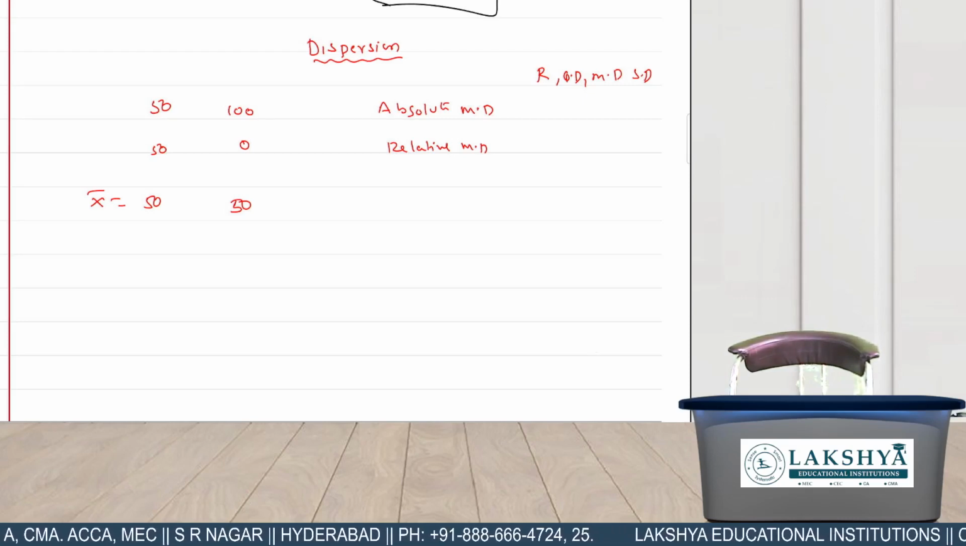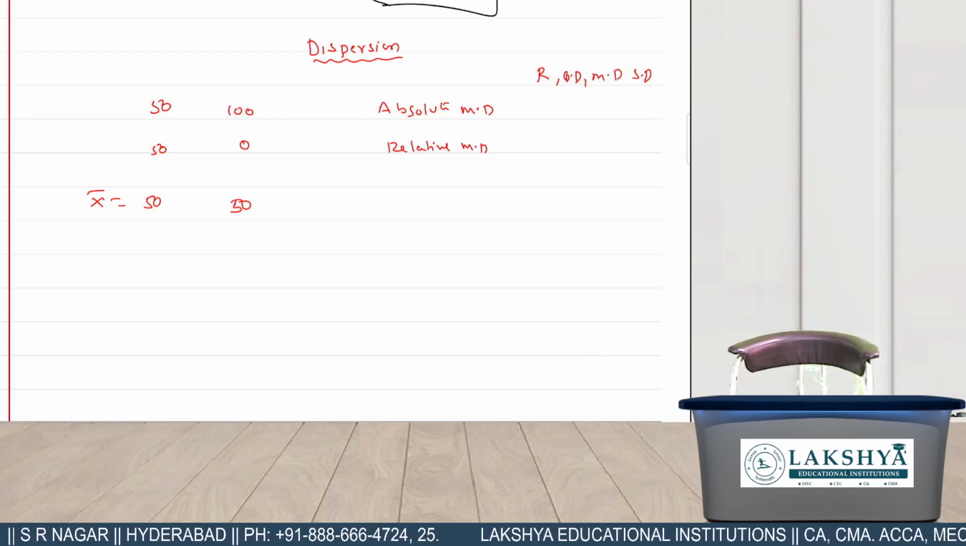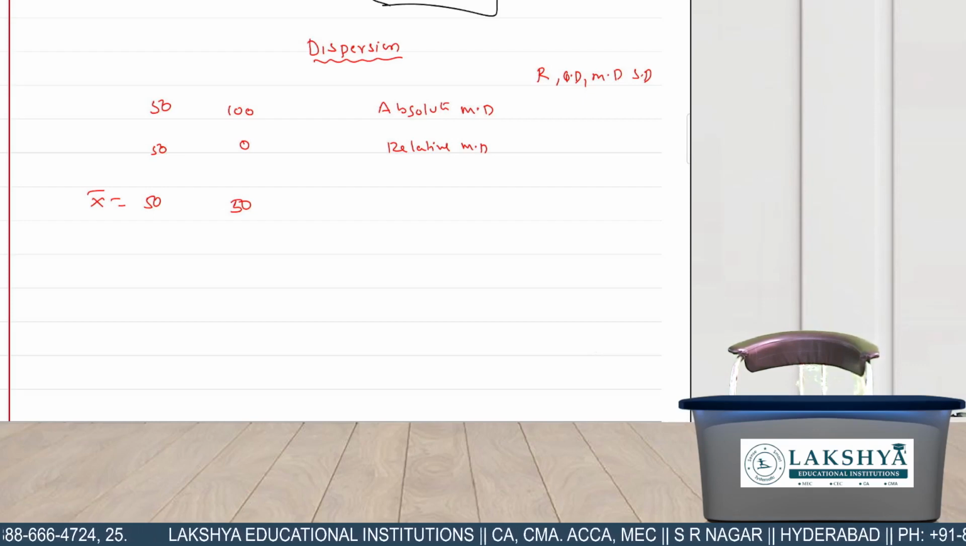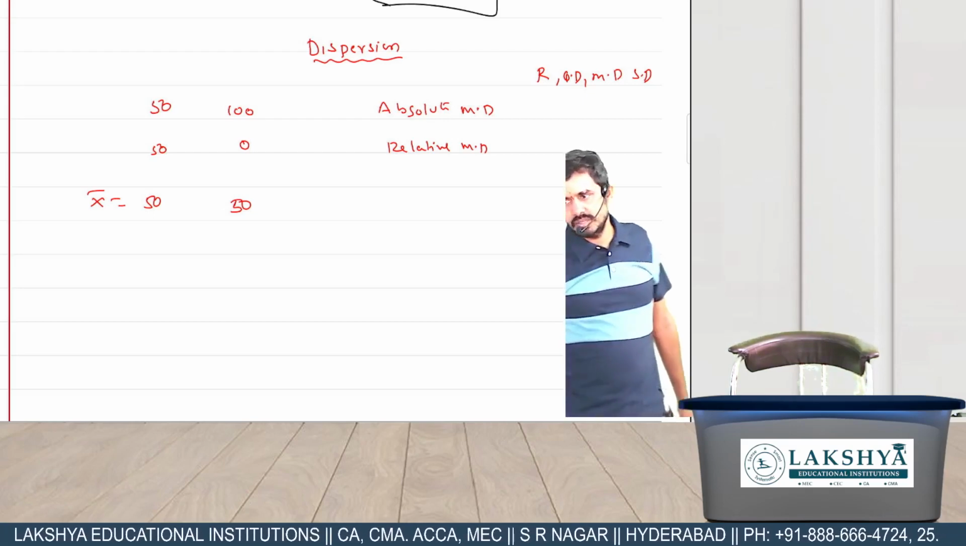Pure numbers means unit-free numbers, and these don't have any units. Because of no units, these are frequently used for testing the consistency and inconsistency of the given series. All of you clear the point?